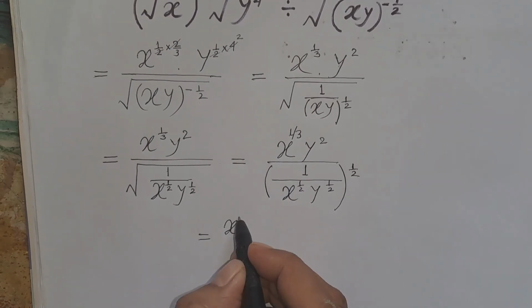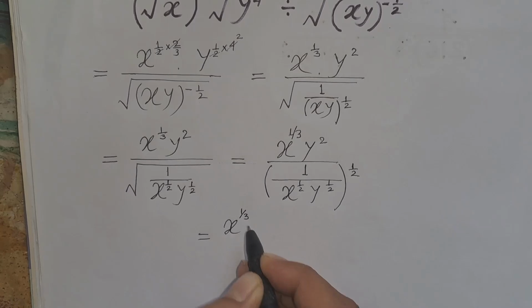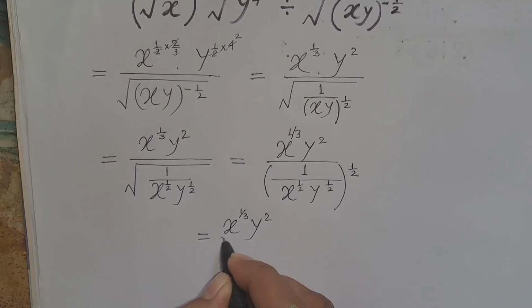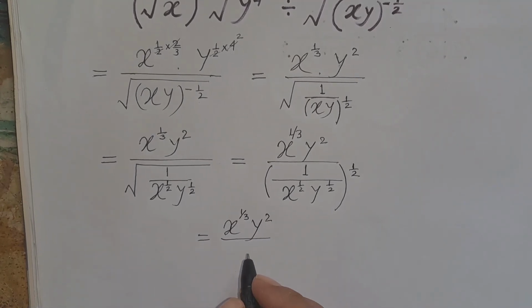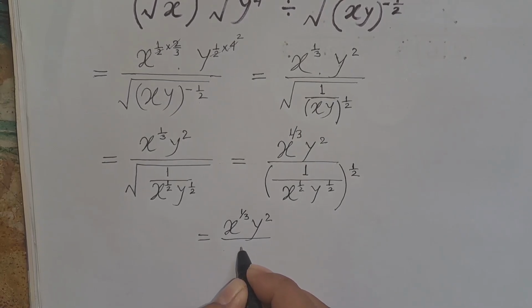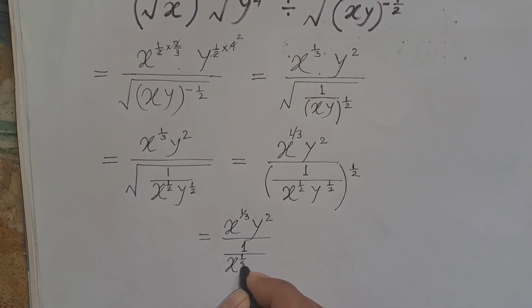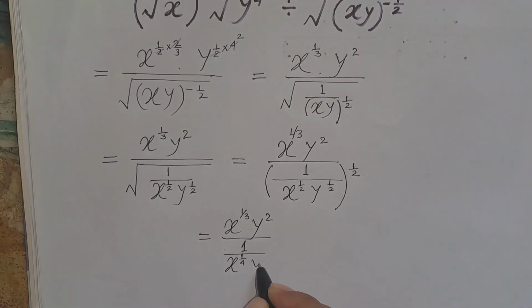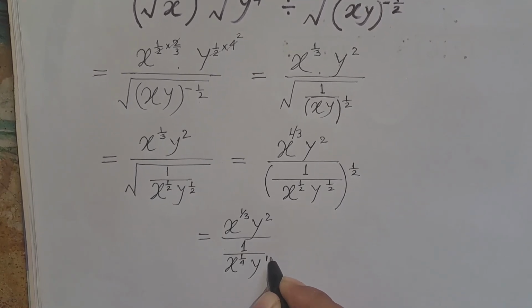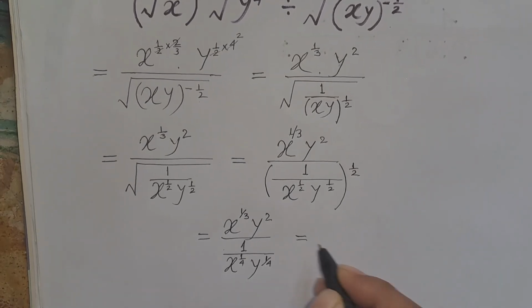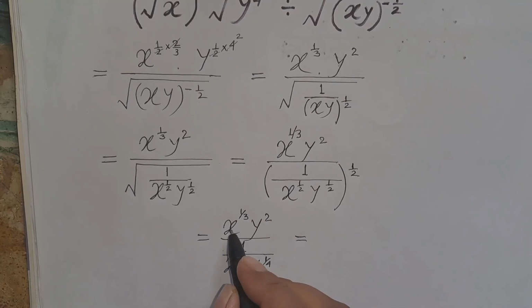So x to the power 1 by 3, y square, and the denominator after y square is 1 by x to the power half and y to the power half, and the whole power is half, so it would be x to the power half into half, and y to the power half into half, that means x to the power 1 by 4 and y to the power also 1 by 4, because the power will be multiplied with the external one and the internal one.